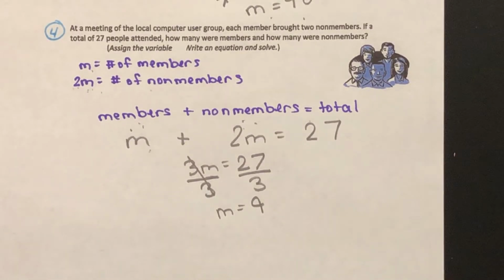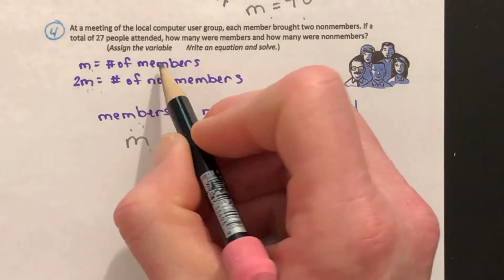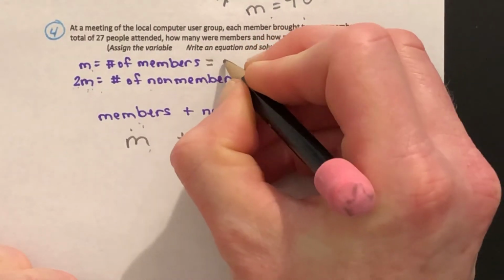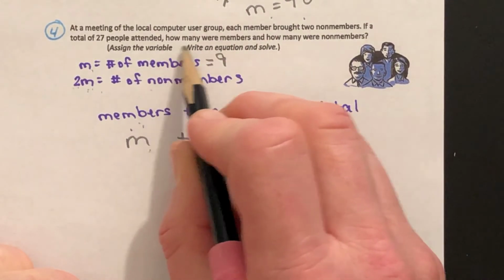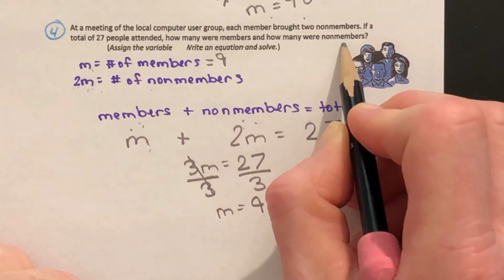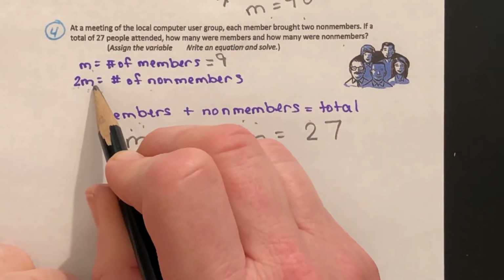Really? So what have we learned? M is 9. M is the number of members. We've learned that there are 9 members that came at the meeting. The question is, how many were members and how many were non-members? So I also need to know how many were non-members.